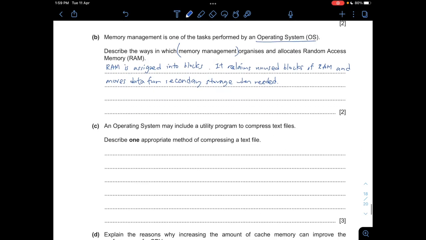Right? An operating system may include a utility program to compress text files. So normally for text files, we do not use lossy compression. This cannot be used. We use lossless. So lossless compression, that would be lossless compression, which is run length encoding.